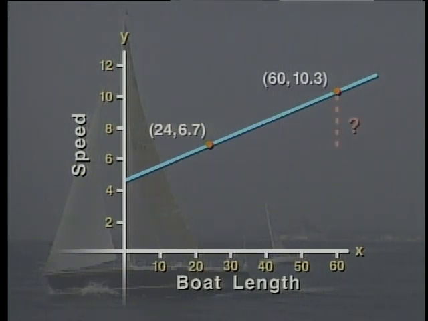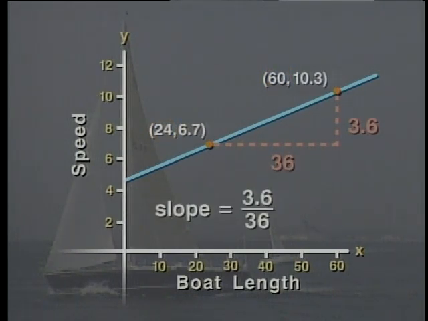So what's the change in y? That's 10.3 minus 6.7, which is 3.6. And the change in x? That's 60 minus 24, or 36. So the slope is the change in y, 3.6, divided by the change in x, 36, which is 0.1. That means for every unit I move on the x-axis, I'll move up 1/10 of a unit on the y-axis.